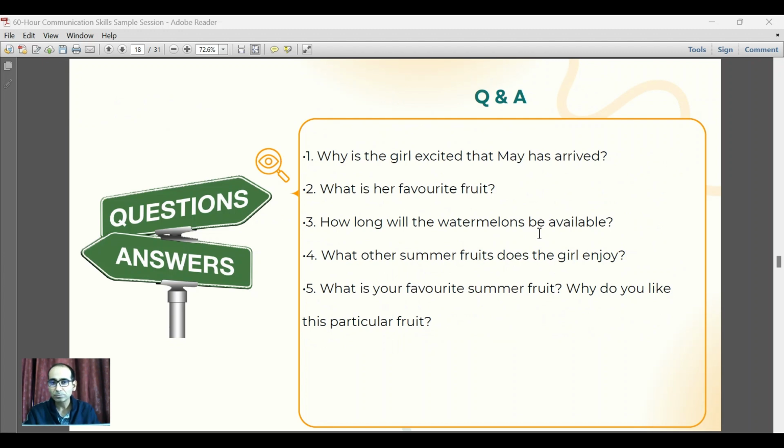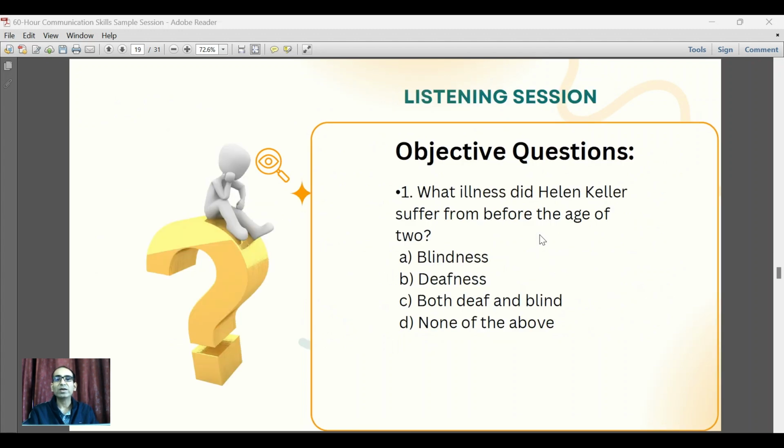Okay, next activity, we have a listening activity. In this activity, I play an audio clip. What you have to do is listen to the audio clip clearly, and based on what you have listened to, you will have to give the answer to the questions. Okay, so the questions will be given to you beforehand, and we'll play the audio clip.